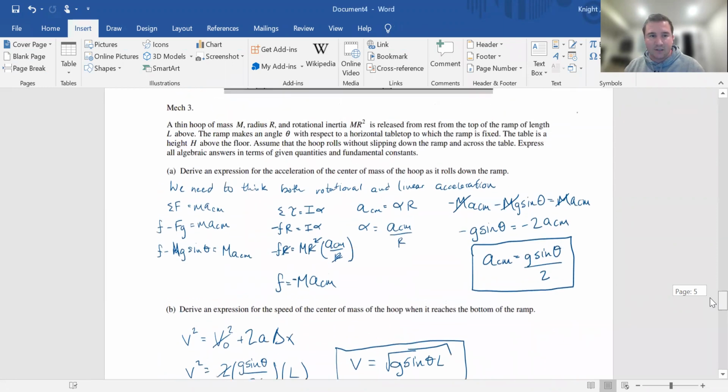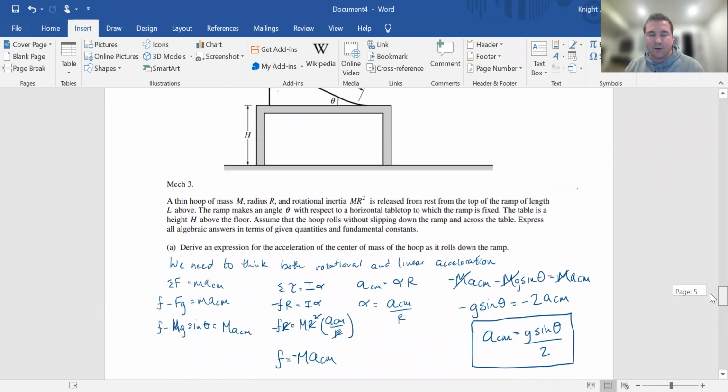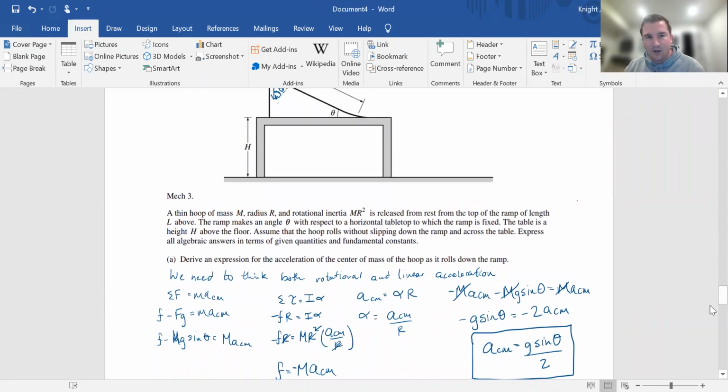So there's actually a couple different ways to do this first part. I did it in terms of forces. You did not have to do it in terms of forces. I think you probably could have done it in terms of energy or kinematics, but I did it with forces.